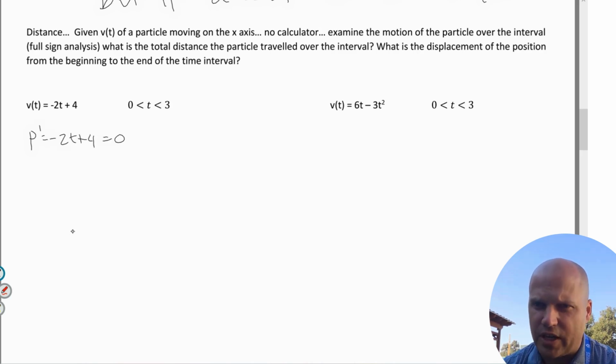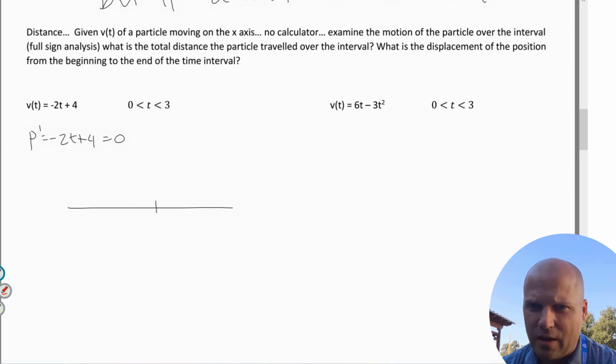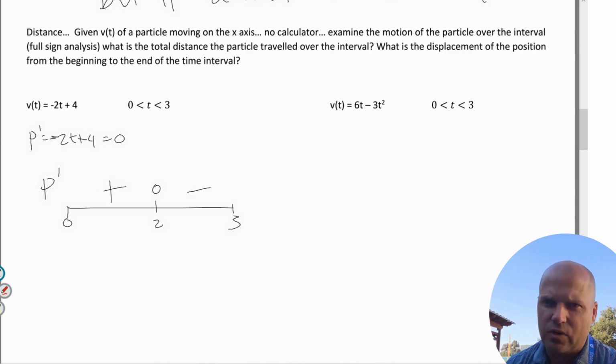We take our derivative, we set it equal to 0. We plop down the time. We plop down our start and our end now. This is my derivative. I use some test points. I plug in 1 and I get positives, and I plug in 2.5 and I'll get negatives, because it's negative 2.5 times negative 2 plus 4. And we see our position increases, then decreases.